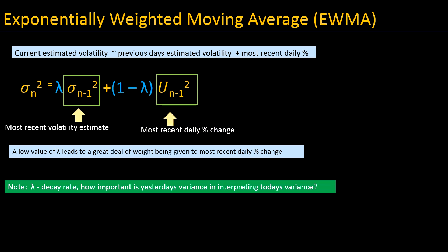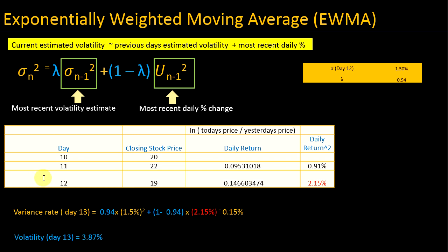So here I'm just showing you a very high level example. Let's say we are at the end of day 12, and we have a couple of prices here, day 10, day 11, and now we are at the end of day 12. So these are the closing stock prices. Now here we are taking the daily log return, so log of today's price divided by yesterday's price. So these are the daily log returns.